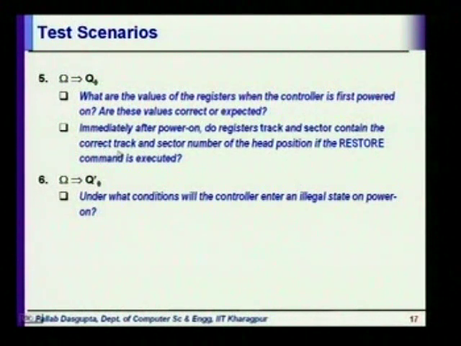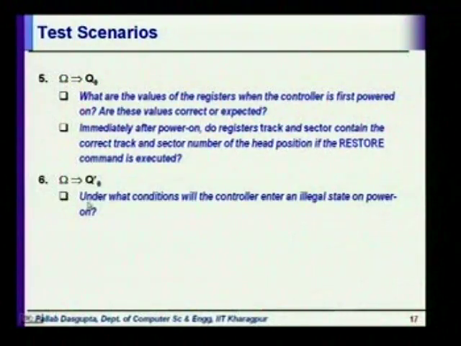You need to remember where the track and sectors were in the previous simulation, then bring it to power down and then power it up once again and see whether it can read that same value or not. Now, under what conditions will the controller enter an illegal state on power on? This is the type of scenarios that we try to see in the last case, right.